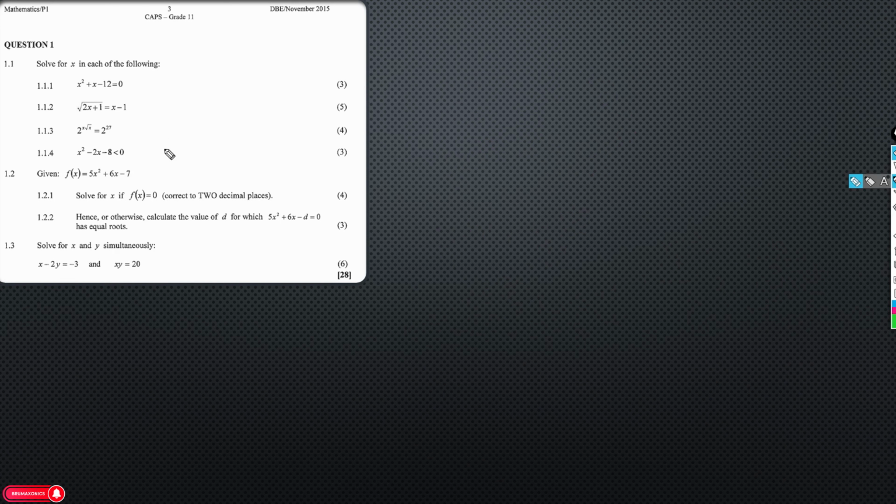So with 1.1.4, we can write it down by saying x squared minus 2x minus 8 less than 0. You have to take this into consideration because this says that the expression is less than 0. So let's get the factors that when we multiply, give us negative 8, and when we add them, give us negative 2. So 4 times 2 will give us 8. One should be negative, so that when we add them, we get negative.